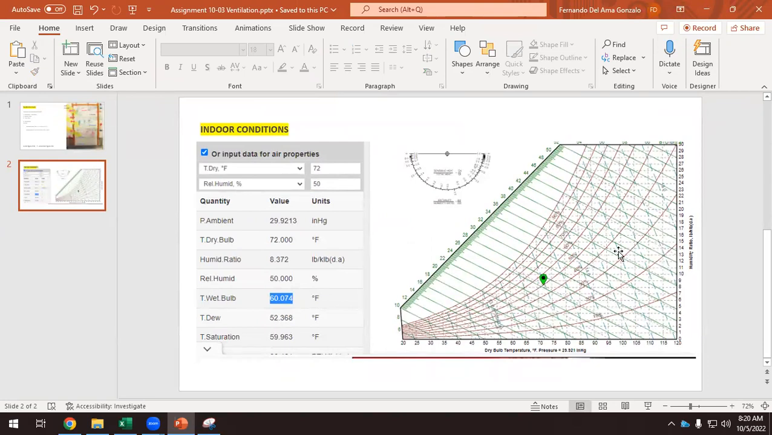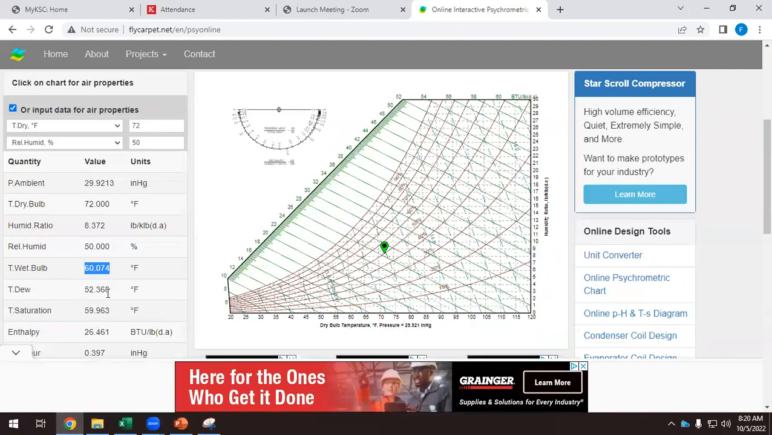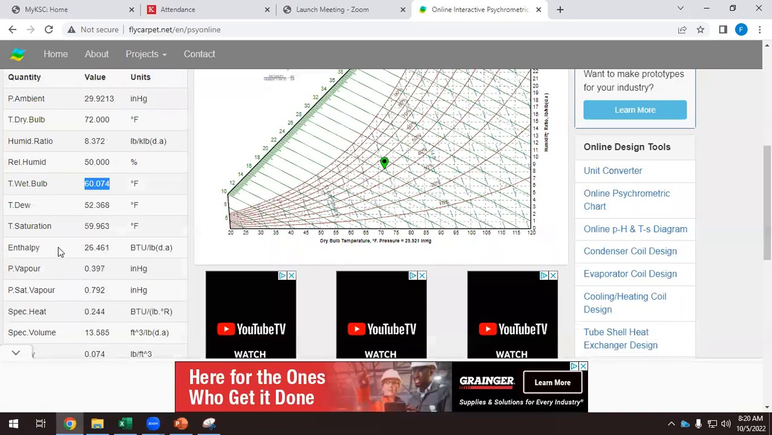So here we have the point. This is 70 Fahrenheit, 50% relative humidity. So we have fixed the point here, and here we have the values. What we are looking for now is the wet bulb temperature. We are looking for the enthalpy too. So we have to scroll down, and the enthalpy is here.